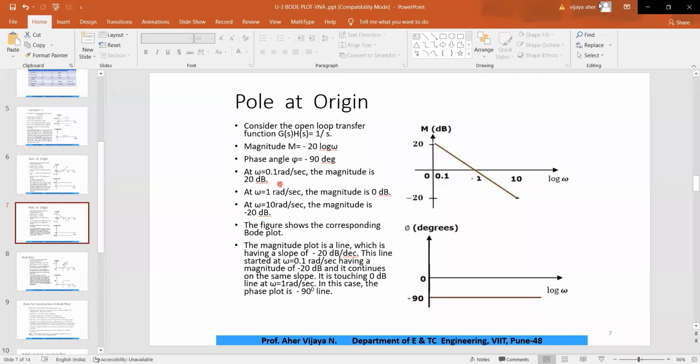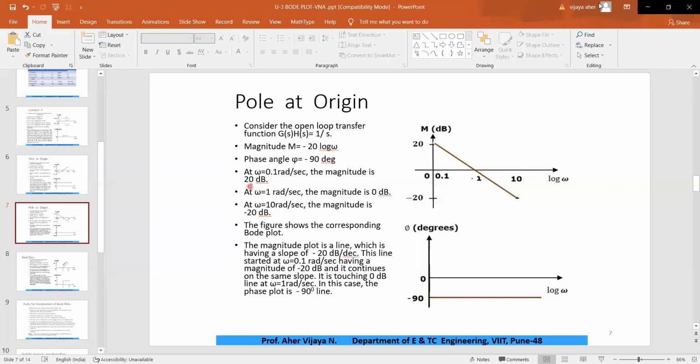So, pole at origin, your transfer function is 1 by s. Replace s by j omega. So you will get 1 divided by j omega, pole at origin. So magnitude is equal to minus 20 log of omega to the base 10 and angle phi is equal to minus 90 degree. That is given in the table, standard form.